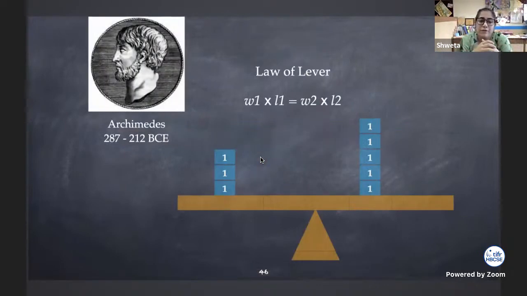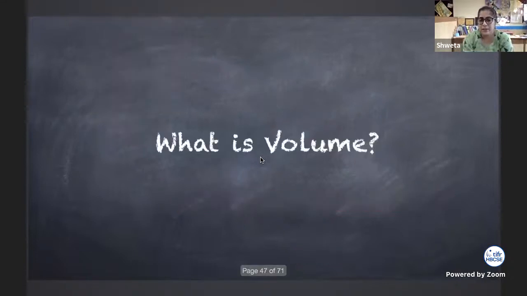So this is the law of lever. And Archimedes is, again, I've given his year, 287 BC. Now you know how to make sense of those years: how many years before that has happened. So this is what we learned, called the law of lever. Now we'll try to use this in how he figured out the volume of the sphere.